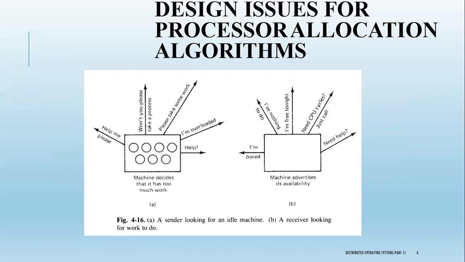Processor allocation algorithm, a simple example. The figure is shown on the screen. Here, an overloaded machine sends out requests for help to other machines in hopes of offloading its new process onto some other machine. The sender takes the initiative in getting more CPU cycles in this example. In contrast, in diagram B on the screen, a machine that is idle or underloaded announces to other machines that it has little to do and is prepared to take on extra work. Its goal is to locate a machine that is willing to give it some work to do.